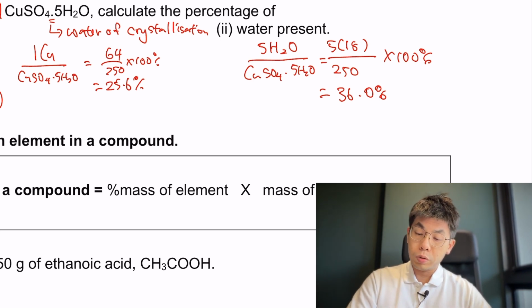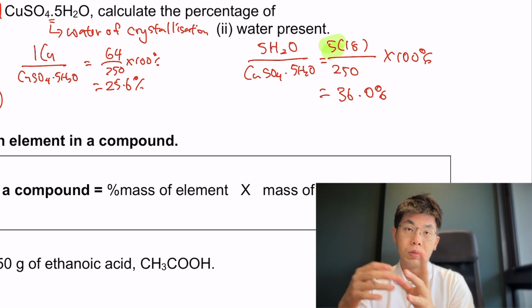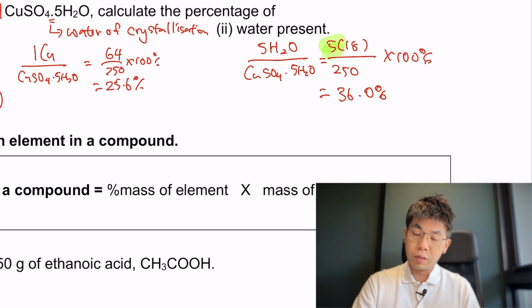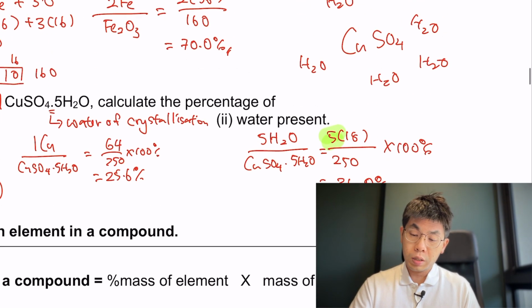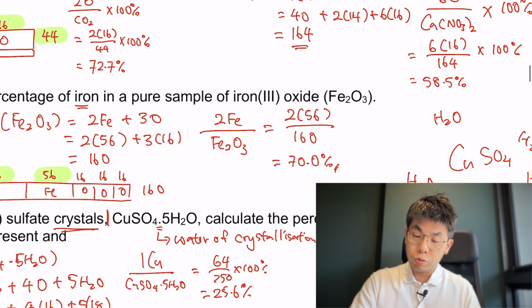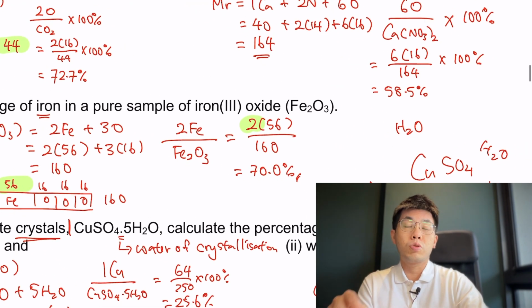Always remember to put in the number of elements or the number of water inside here. You can see here the 5, remember to put that in. When you're calculating the iron here, the 2, remember to put that in. That's usually the common mistake.